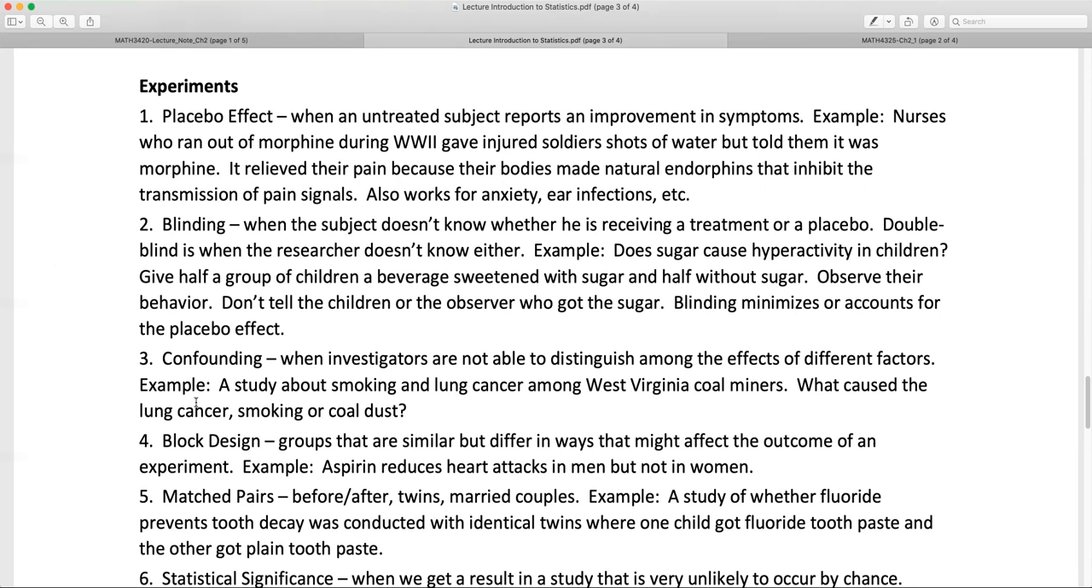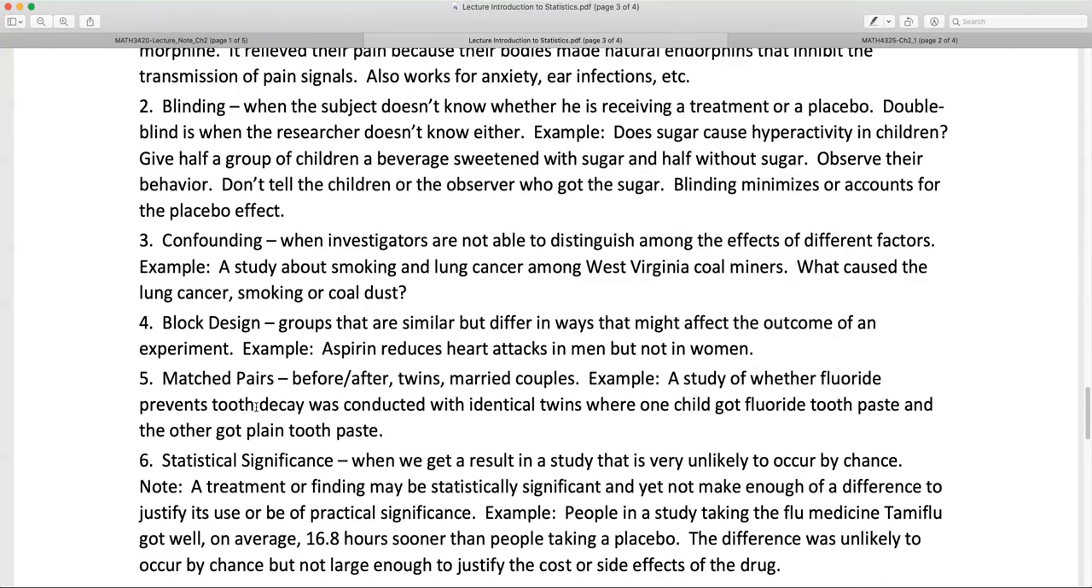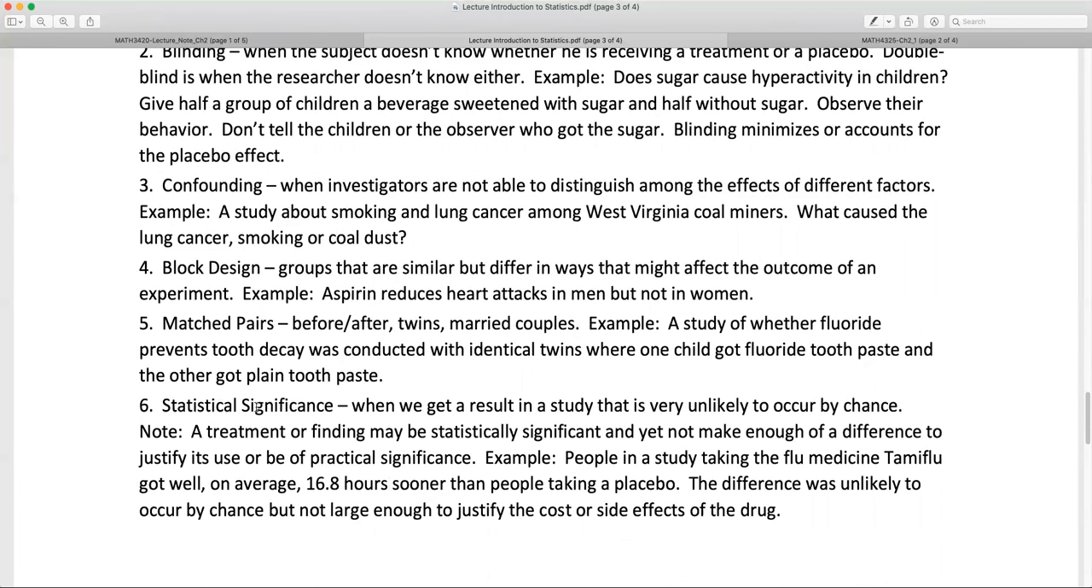Now the confounding: when investigators cannot distinguish among the effects of different factors. For example, a study about smoking and lung cancer among West Virginia coal miners. What caused the lung cancer, smoking or coal dust? Coal dust? That's the confounding.